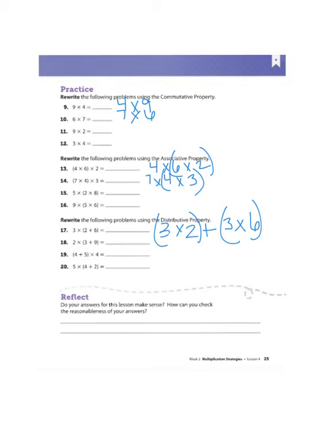Number 18, I have 2 times 3 plus 9. So I'm going to distribute the 2 to the 3 and the 9. So this is going to be 2 times 3 plus 2 times 9. So my parentheses are going to be around 2 times 3 and 2 times 9. And that is the example of the distributive property. And we do not need to do the reflect.